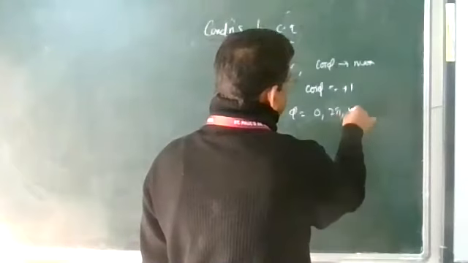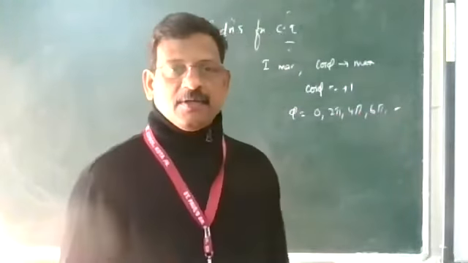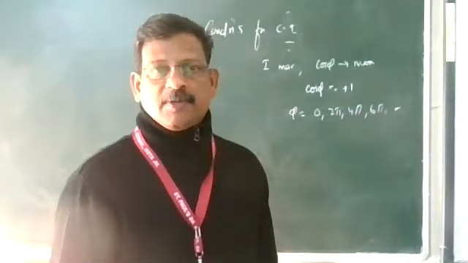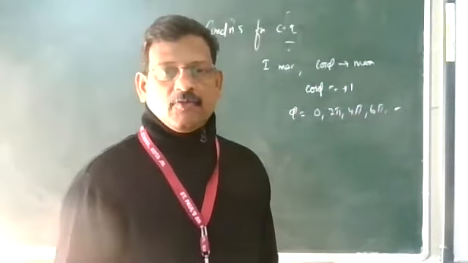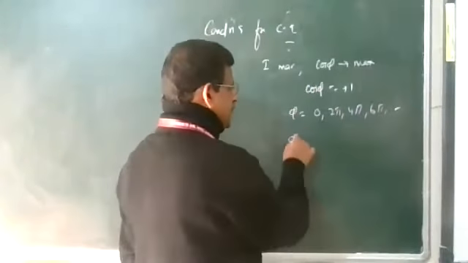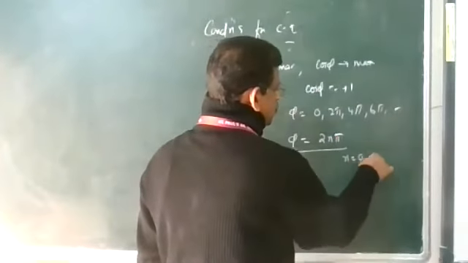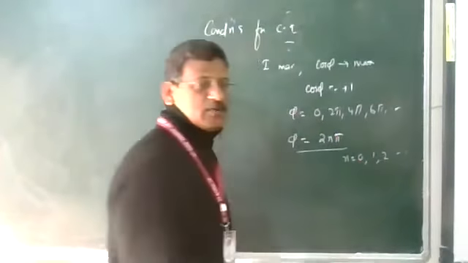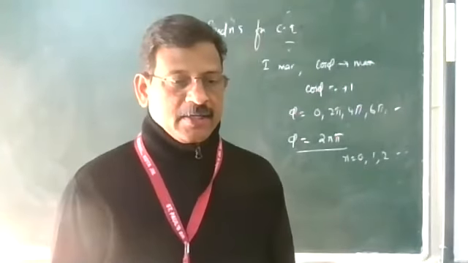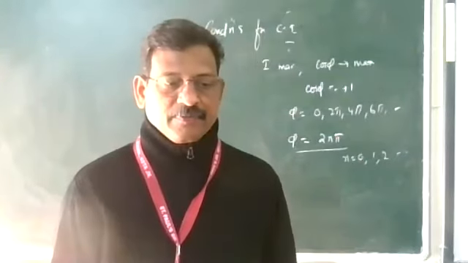Phi can be 0, 2 pi, 4 pi, 6 pi, etc. Intensity is maximum when cos phi is plus 1, that is, phi equal to 0, 2 pi, 4 pi, 6 pi. Generally we can write phi equal to 2n pi, where n equals 0, 1, 2, 3. If the phase difference is 2n pi, then intensity will be maximum.